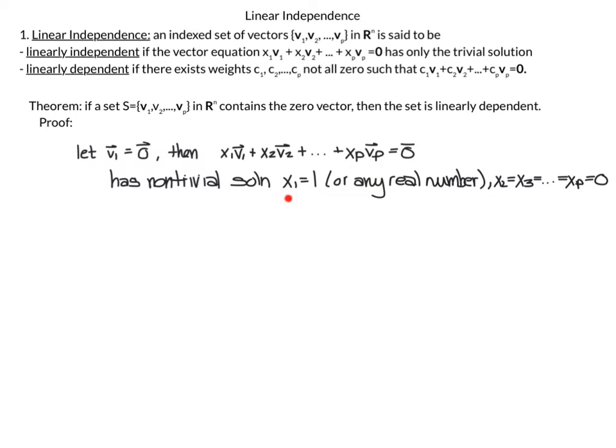So I'm going to concentrate on the non-trivial solution where x1 is equal to 1, and all the other scalar multiples, or coefficients, are going to be 0. So x2, x3 up to xp is 0, but x1 will be equal to 1. And again, that could be any real number. And that will be my non-trivial solution, showing me that this is linearly dependent.